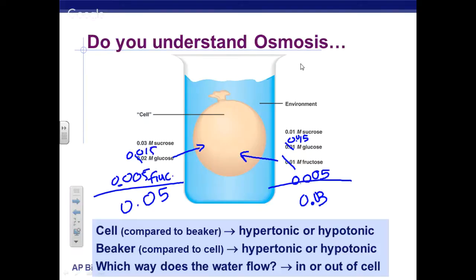So now we worry about the water. Water moves from an area of high water potential to low water potential, high water concentration to low water concentration. Which way will the water move? Into the cell. Okay, so they answered the questions at the bottom. We just said it will go in. After we took care of everything, compared to the beaker, the cell was what? Hypertonic. And then the beaker would be hypotonic.